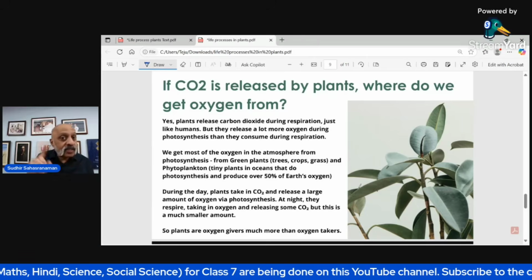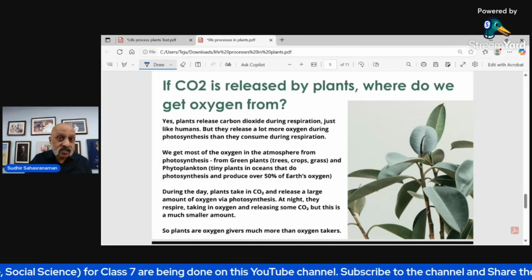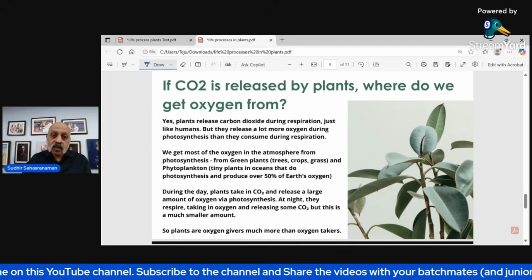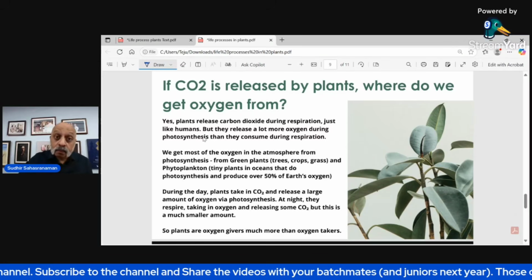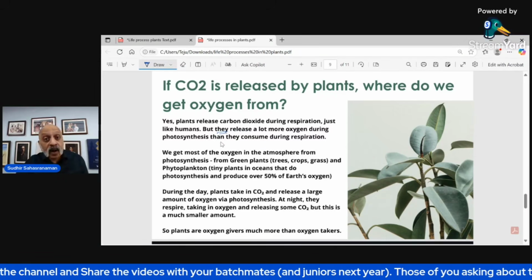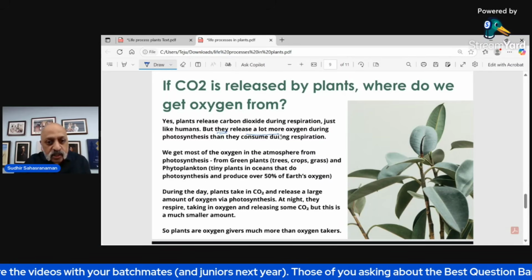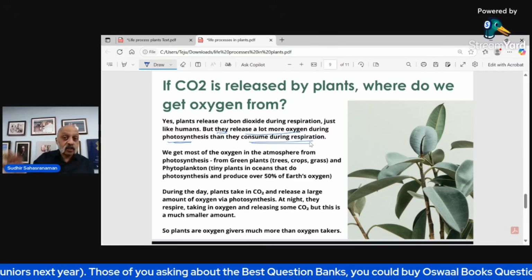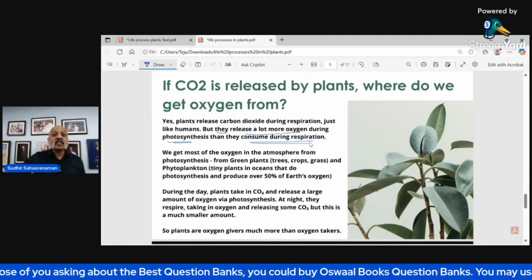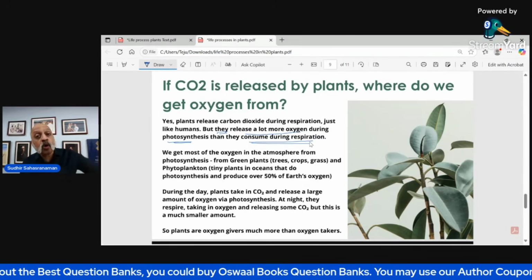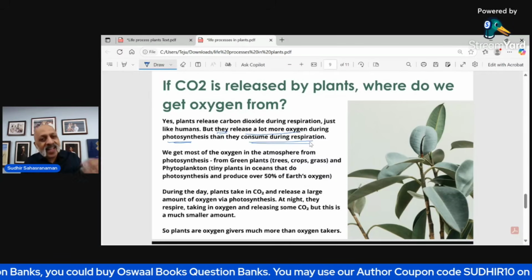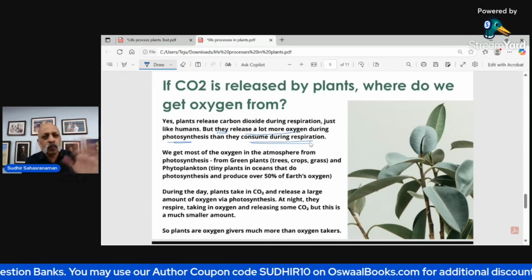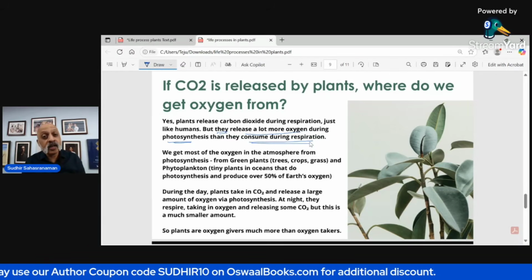Yes, plants release carbon dioxide during respiration, just like we human beings do. We breathe in oxygen and we release carbon dioxide. But the big point is that the lovely plants we have around us release a lot more oxygen during photosynthesis than they consume during respiration. They are more givers than takers. They release much more oxygen during photosynthesis, but they actually take in very little oxygen during respiration. So it's fine, they can take it, no problem, sir. Please take the oxygen during night.